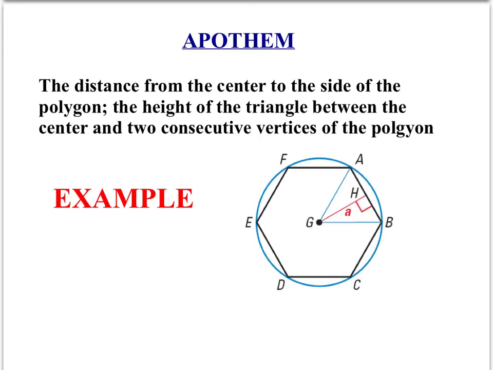Now we're going to be looking at polygons as a collection of triangles. So this new term here called apothem, we're going to define it as the distance from the center to the side of the polygon. So the distance from the center means from here to the center of the side. So here's the side. Here would be the center of it, right here. So this length, we call that the apothem, or we can refer to it as the height.